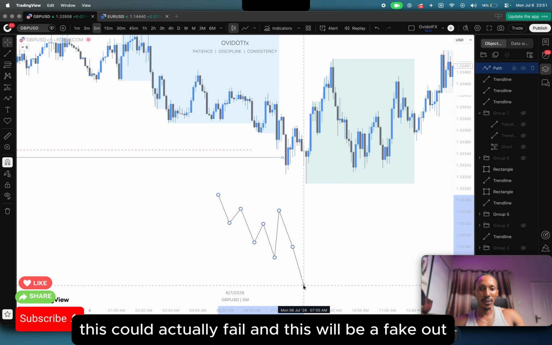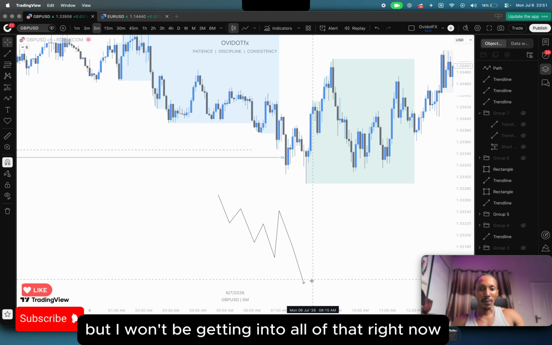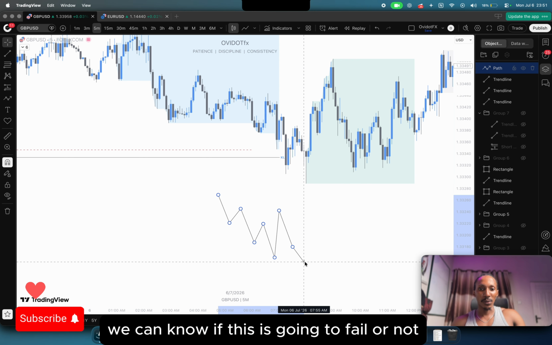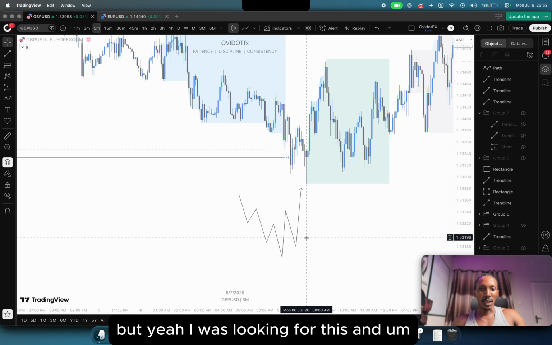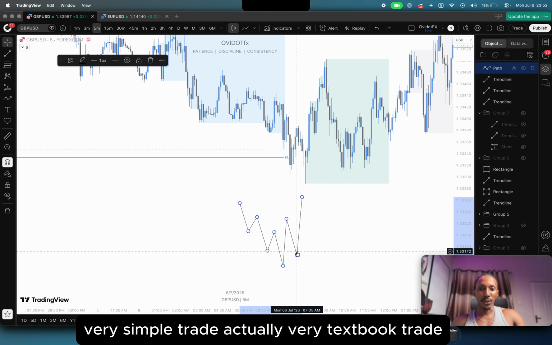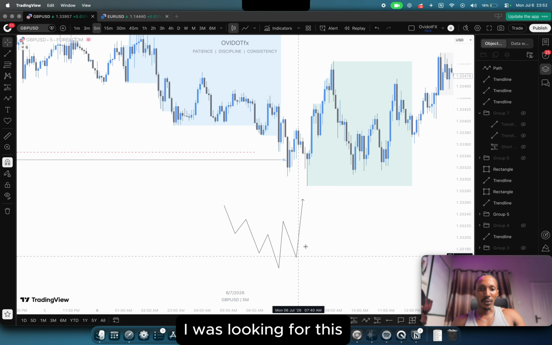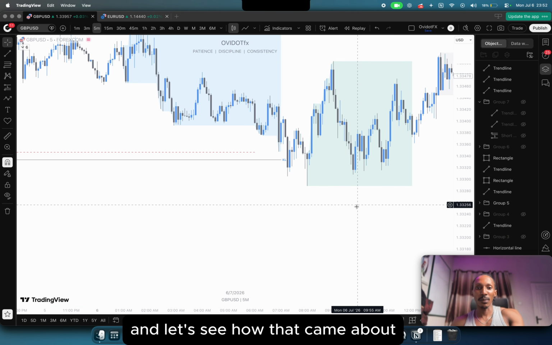Sometimes this could actually fail and this would be a fake out, but I won't be getting into all of that right now. There are ways we can know if this is going to fail or not. But yeah, I was looking for this, and very simple trade, actually very textbook trade. I was looking for this, and let's see how that came about.